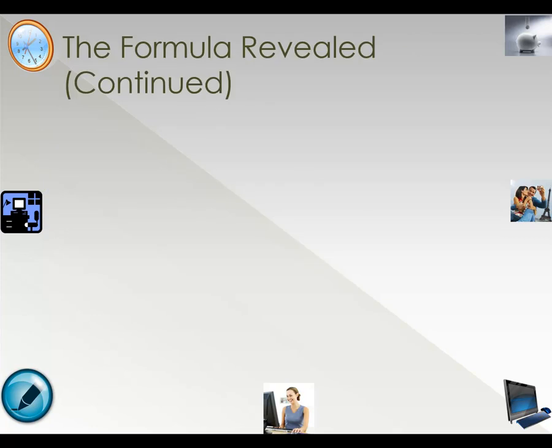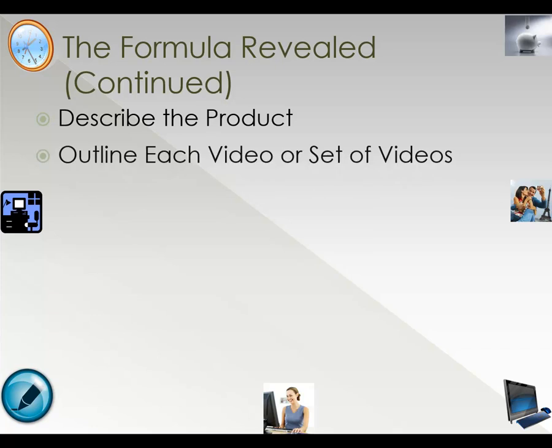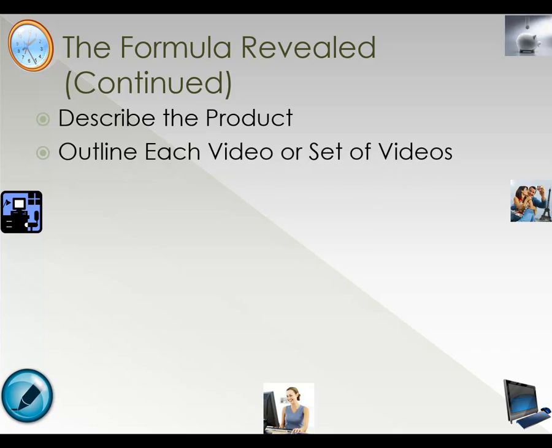Now, the next step, what you're going to do is describe the product. You'll then outline each video or set of videos. You're then going to provide benefit bullets, which will give the buyer the opportunity to know how their lives are going to change as a result of buying the product.